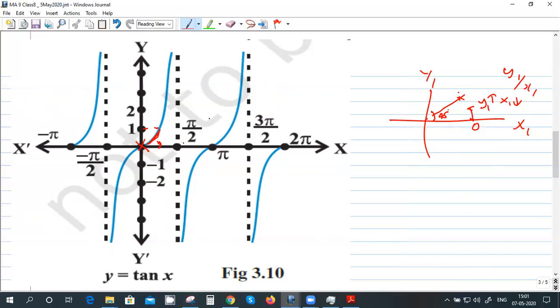And after this, y1 increases and x1 continues to drop. But here x1 will become very, very small. So that's why it shoots up to infinity. In this small part, it will go from 1 to infinity. And that's what is happening here.